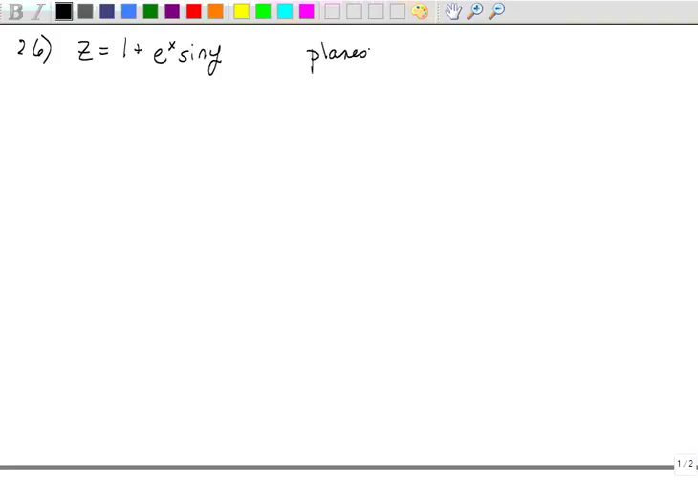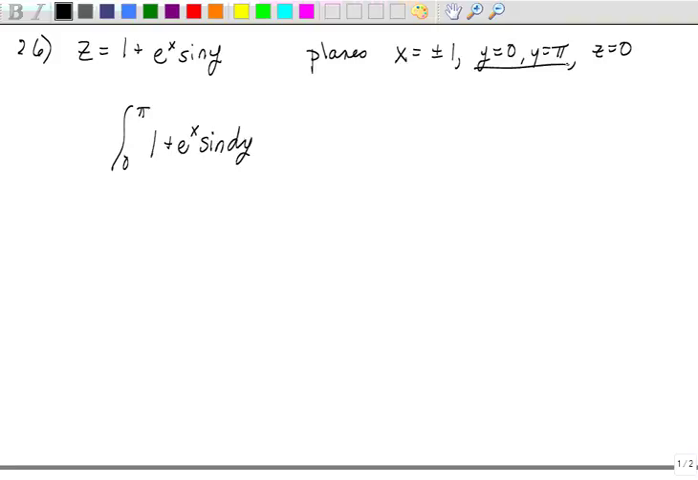And this is bounded by the planes. So we're just going to, it doesn't matter how we do this. So let's try 0 to pi, 1 plus e to the x, sine y. Y is between 0 and pi, so this is dy. And then the x is going to go from negative 1 to 1, because it's right here, x is bounded by plus or minus 1, dx.